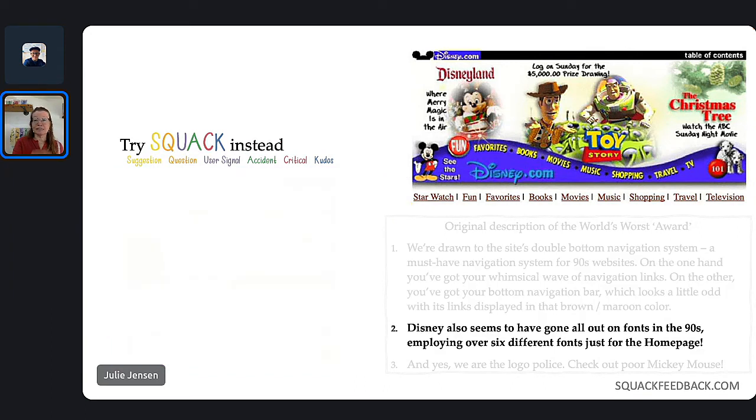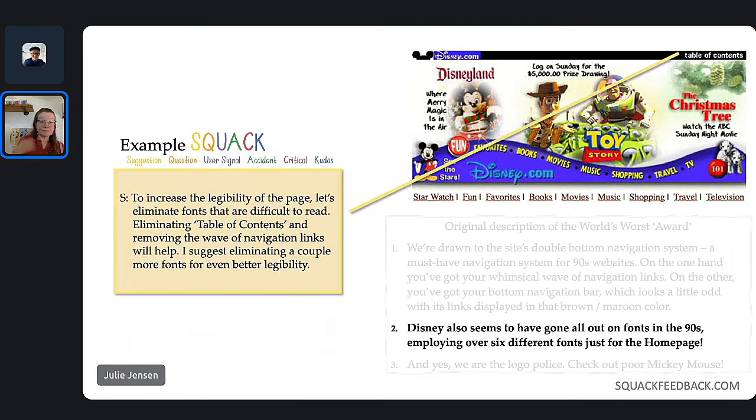So again, this is just, Disney seems to have gone all out for fonts in the 90s. If you're thinking about how you would use Squawk to change that, what would that be? Would it be a suggestion, a question, critical? In this case, I again think that I would translate it as a suggestion. And again, try to be persuasive to increase the legibility of the page. Let's eliminate fonts that are difficult to read. The table of contents and removing the weighted navigation links will help. I suggest eliminating a couple more fonts for even better legibility.